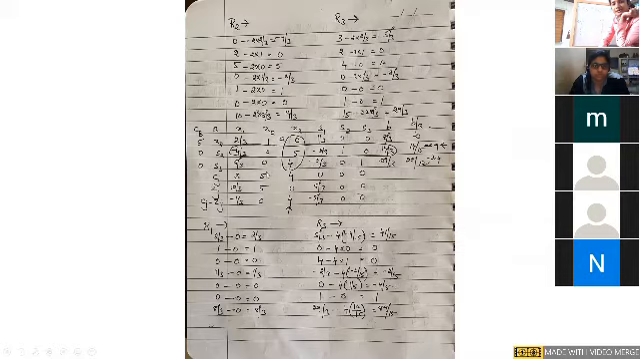So 5 into 1 is 5. 5 into 0 is 0. Okay. 5 into 1 by 3 is 5 by 3. 5 into 0 is 0. 5 into 0 is 0. So that is how we got Cj and Zj.